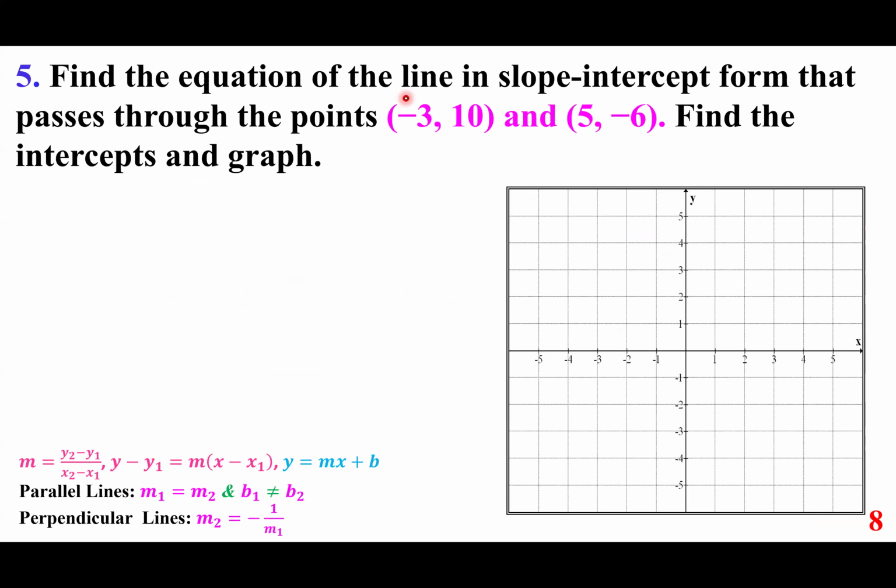Find the equation of a line in slope-intercept form that passes through these two points. Find the intercepts and graph. Generally speaking, when you want to graph a line, it's really a good idea to find intercepts. It gives you a better graph. So having said that, we're going to start with the slope. By definition, slope is rise over run: y sub 2 minus y sub 1 over x sub 2 minus x sub 1. So -6 minus 10 over 5 minus -3.